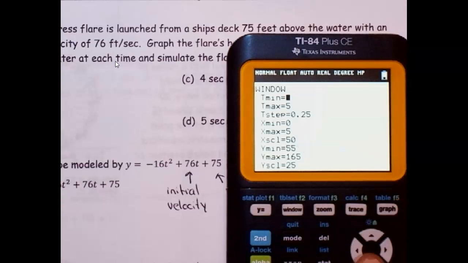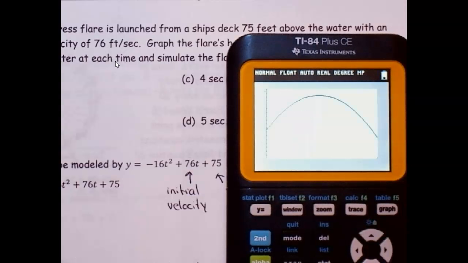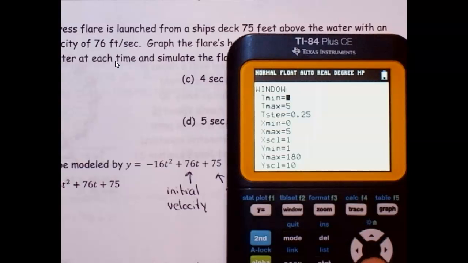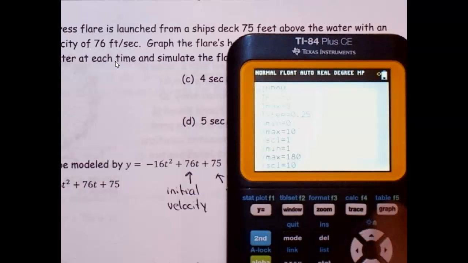Let's go ahead and change that. Let's just go change that to 1. I'm going to change this to 1, maybe 180 and 10. And again, I'm still not seeing quite the entire graph. So let's go back and change that one more time. We need to go to a larger y max. So let's go to maybe 10. And now it looks like we've got a better view.